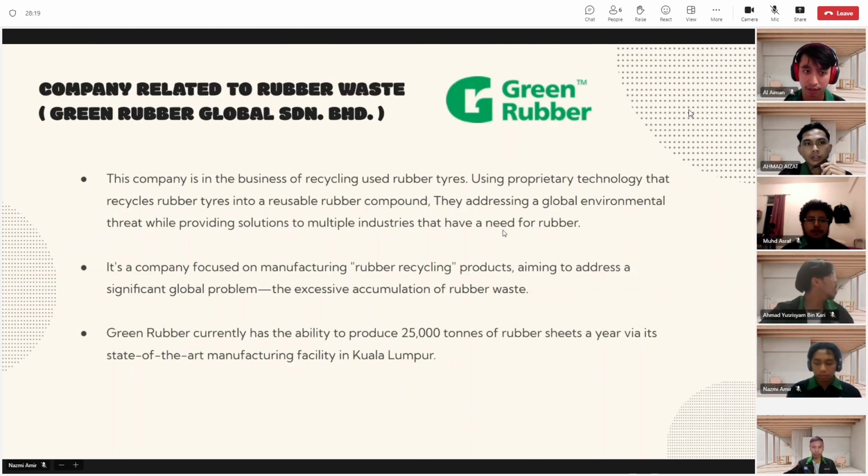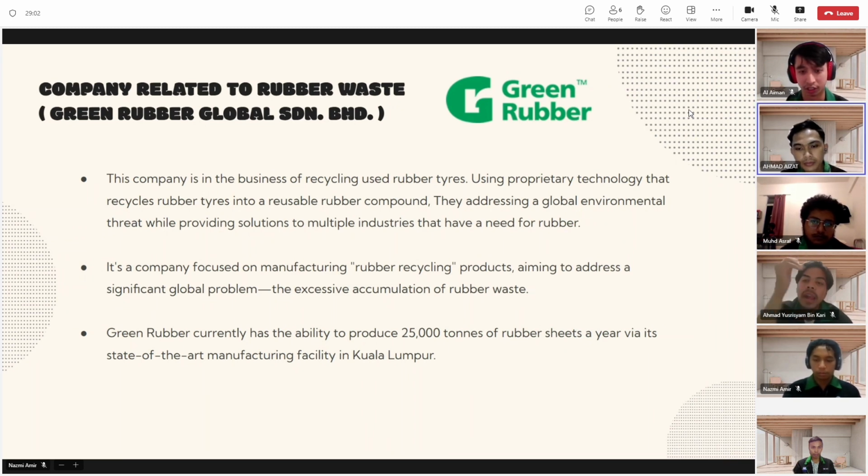Next, the company related to rubber waste management is Green Rubber Global Sdn Bhd. This company is in the business of recycling used rubber tires using proprietary technology that recycles rubber tires into reusable rubber compound. In addition, this company also focuses on manufacturing rubber recycling products, aiming to address a significant global problem, which is the excessive accumulation of rubber waste, by using the technique of vulcanization. And lastly, Green Rubber currently has the ability to produce 25,000 tons of rubber sheet a year via its state-of-the-art manufacturing facility in Kuala Lumpur.